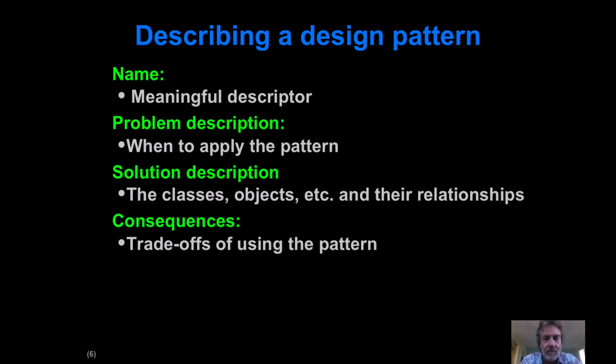So when we describe a design pattern, of course we have a name, and then we want to describe what's the situation where this pattern would be applicable, and then we show the outline of the solution, and then importantly we want to understand the consequences, which is typically what's good about this pattern and what might be bad.